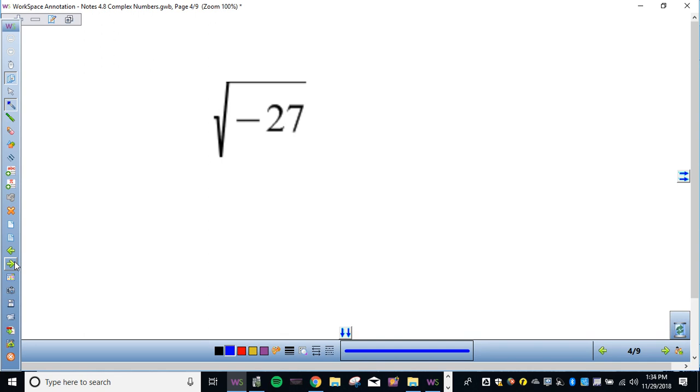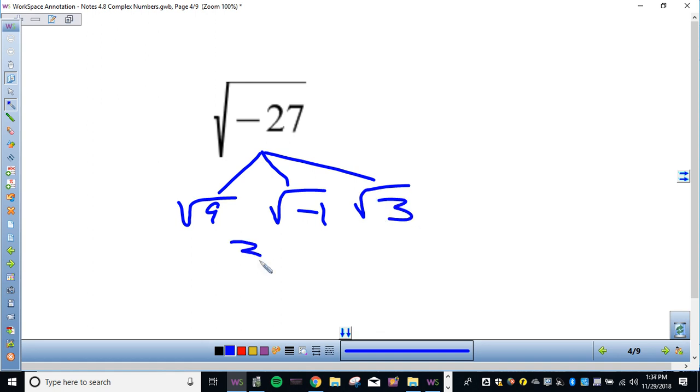Okay, biggest factor of 27 you can evenly square root is 9. So we break this one apart into square root of 9, square root of negative 1, and then square root of 3. So it becomes 3i square root 3. All right? No big deal. So it's easy at first, right?